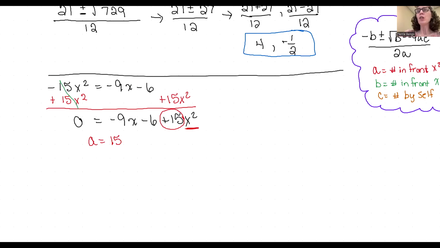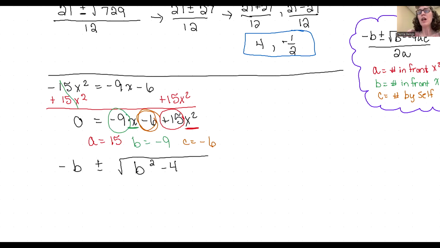All right, so next we're looking for b. B is the number in front of x. So where's our x? It's right here. So what is the number in front of x? It is a -9. And then c is going to be the number all by itself. Where's our c? It's right here. It's that -6. All right, once we have all of our numbers in place, so we know what our letters equal, we're going to rewrite that quadratic formula. Minus b plus or minus square root of b squared minus 4 times a times c all over 2a.